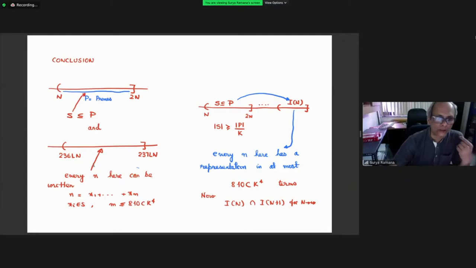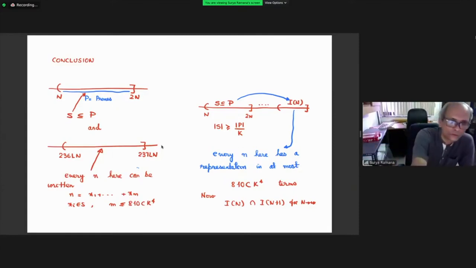So you see that you have represented every integer in this interval as a monochromatic sum, as a sum of elements from a particular subset of the partition, a subset which has at least 1 by k of the total primes. Now the point is that with each n you have associated an interval where you can represent all integers as required, and these intervals themselves, as you vary n, intersect, and so you cover a neighborhood of infinity.